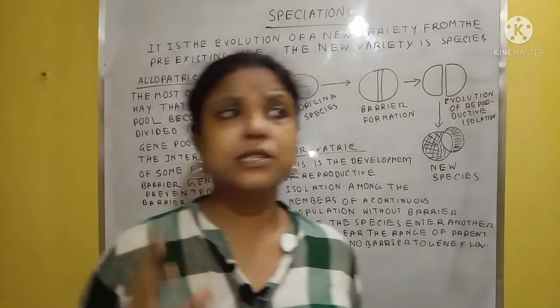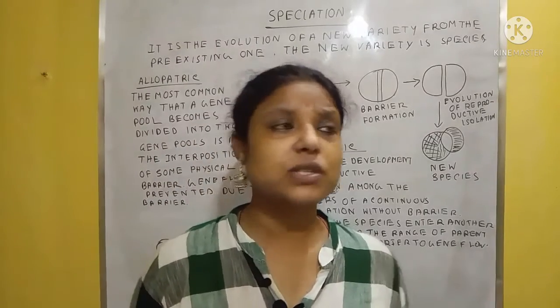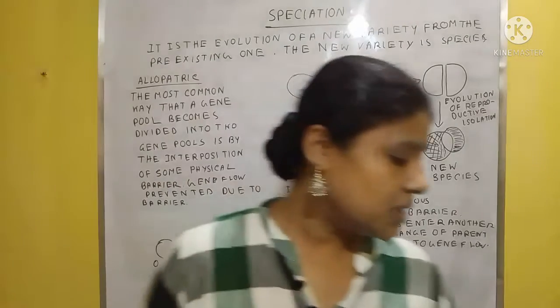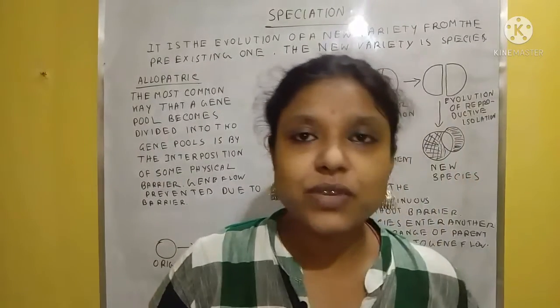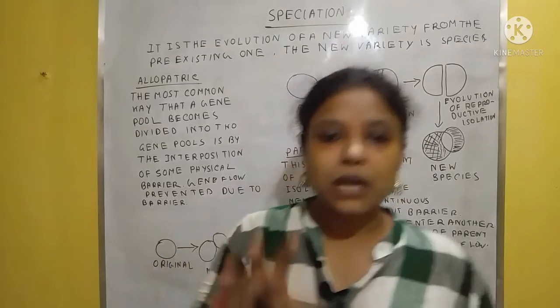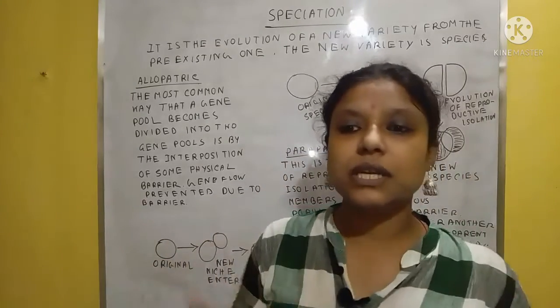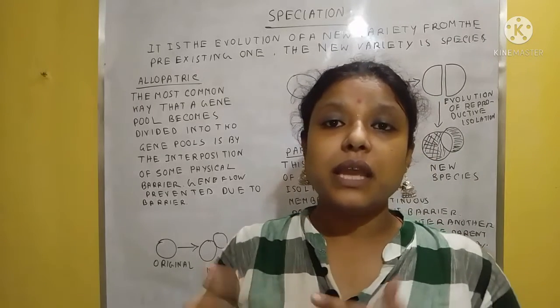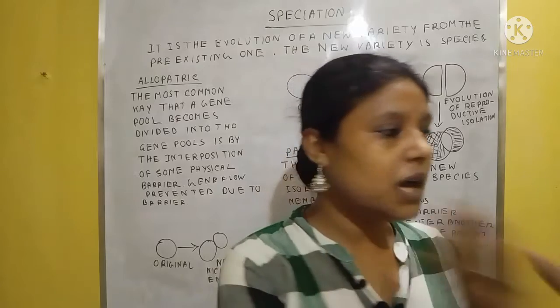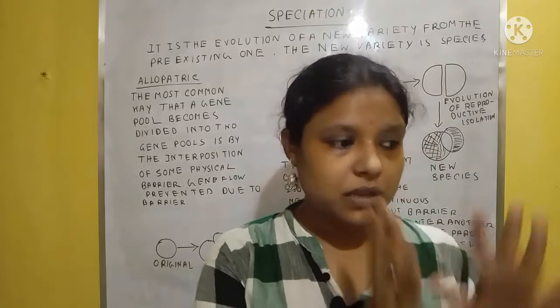Actually, what is the first? Before going to the topic speciation, we first identify or we know what is the species. Okay, the species is actually the individuals that remain in a group or in a population. They interbreed within each other, okay, not with the other group of individuals.